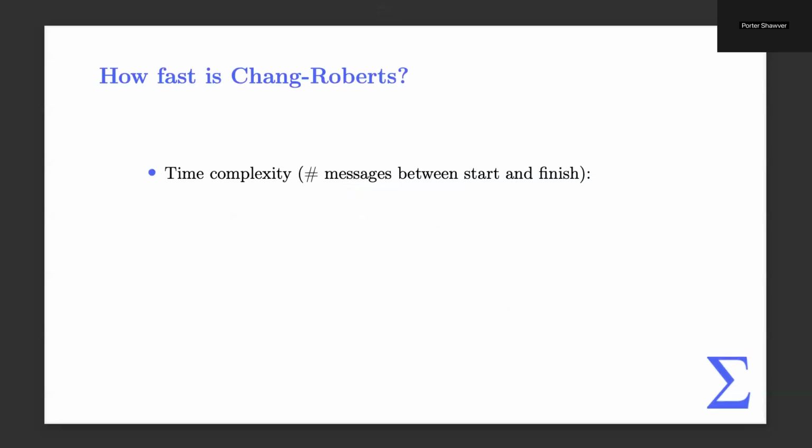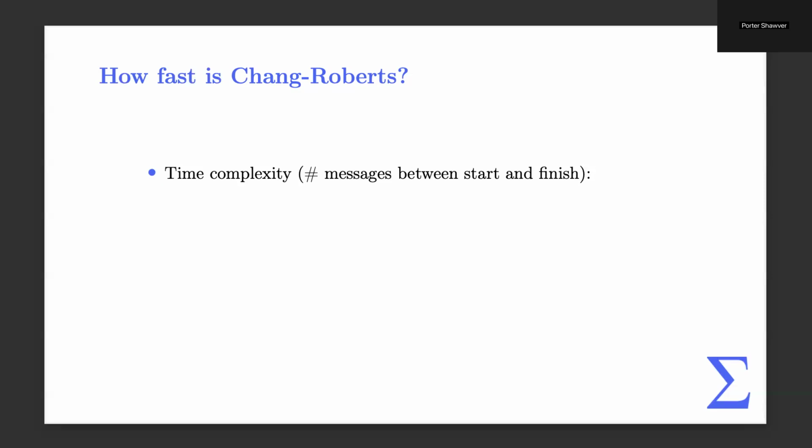Okay, so Big O for Chang-Roberts. How fast is the Chang-Roberts algorithm using Big O notation? First we're going to look at time complexity, which is the number of messages between the start and the finish.